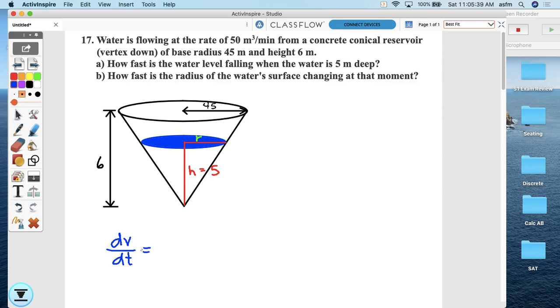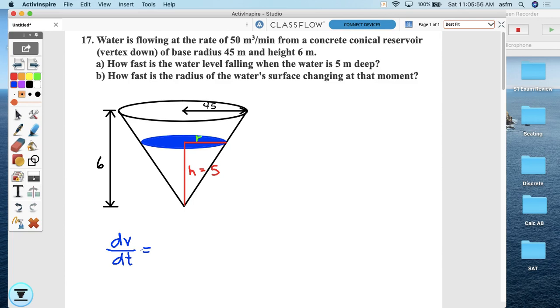Okay, now we need to be clear on this. This is the rate of change of volume of water. Sometimes students confuse this and start thinking about the volume of the cone. The volume of the cone is not changing. Okay, the height of the cone is not changing. The radius of the cone is not changing. Nothing about the cone itself is changing.